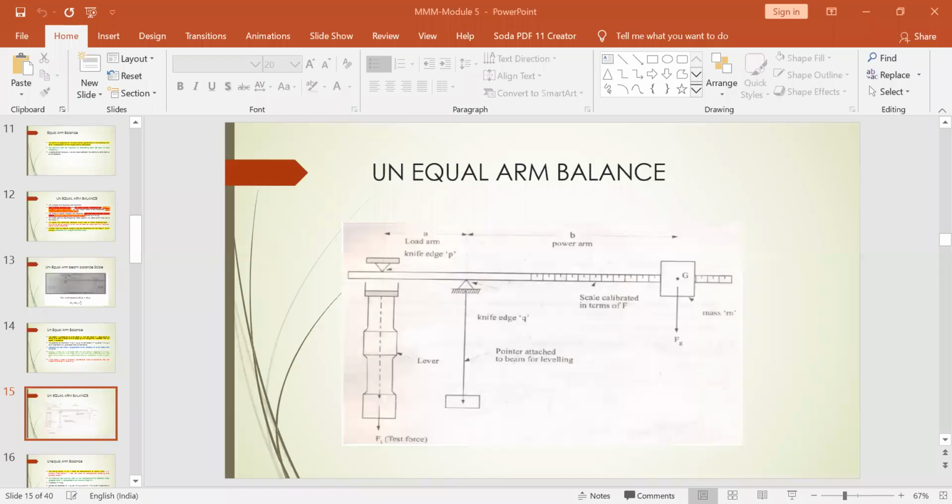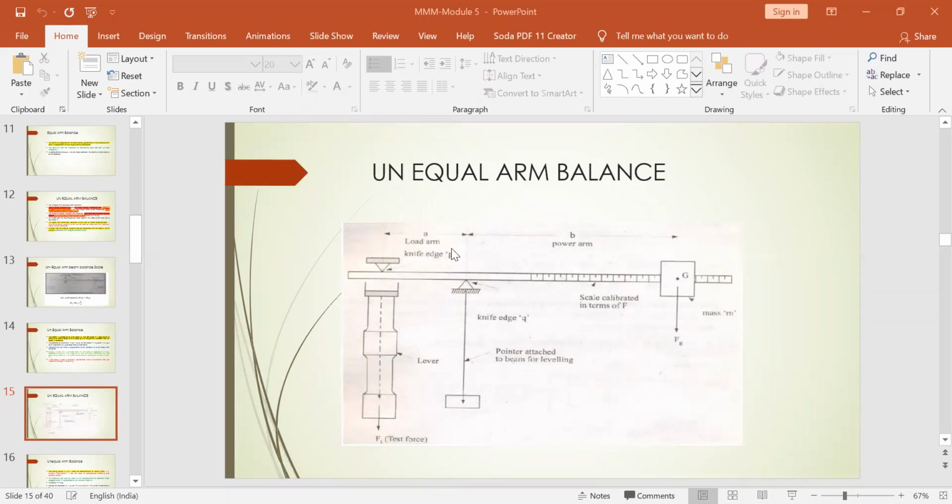Okay, so welcome back. So we were dealing with unequal arm balance, right? So I was just explaining to you about the knife edge, how it will be constrained for balancing the arm as well as the load arm with respect to the test force, which will be generated due to the tensile force, which will be exerted by the gravitational force with respect to the standard force which you are applying across our power arm.